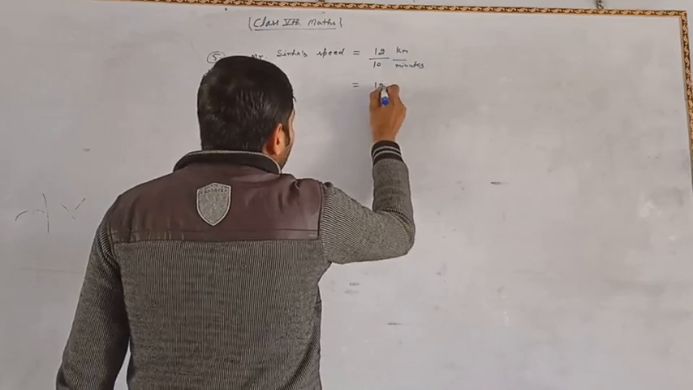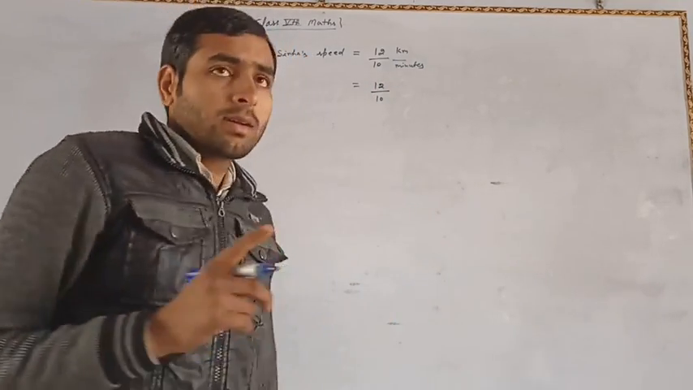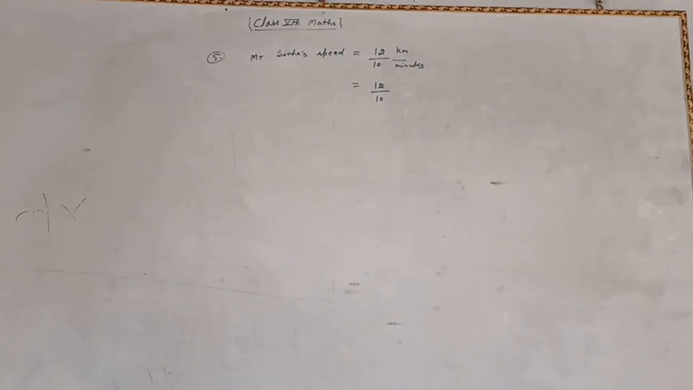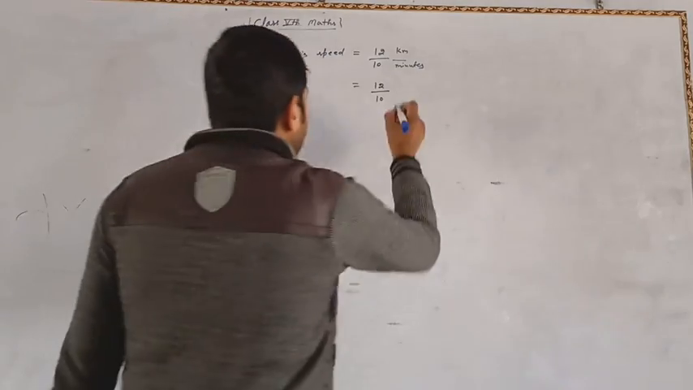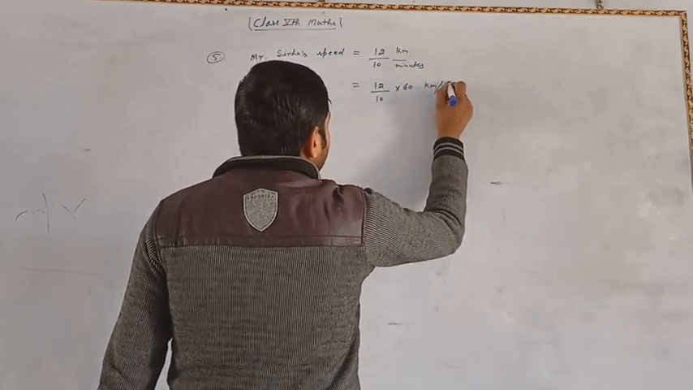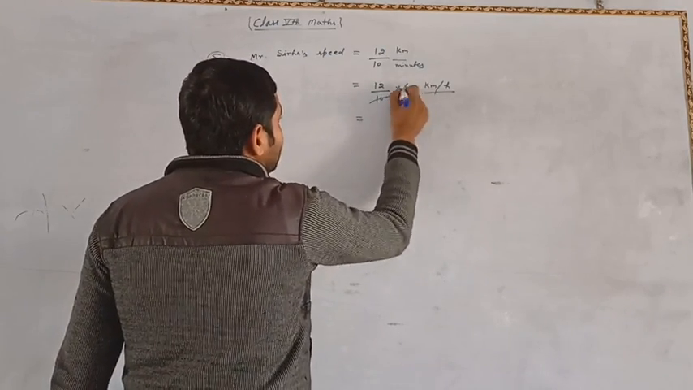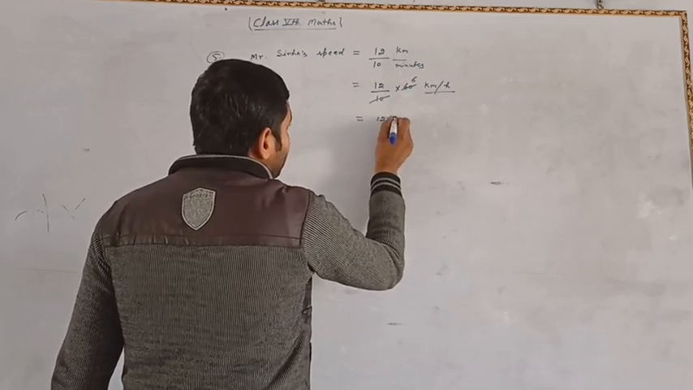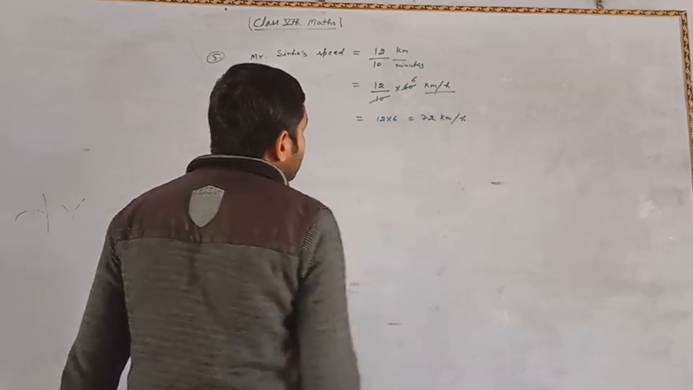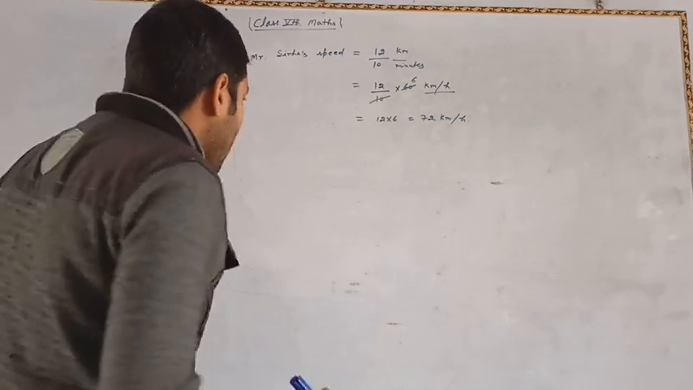So 12 upon 10, and we know that 1 hour is equal to 60 minutes, so into 60, then convert into kilometer per hour. Then 10 6s are 60. Then 12 into 6 is equal to 72 kilometer per hour. That is Mr. Sinha's speed. Now we have to calculate Mr. Tyagi's speed.